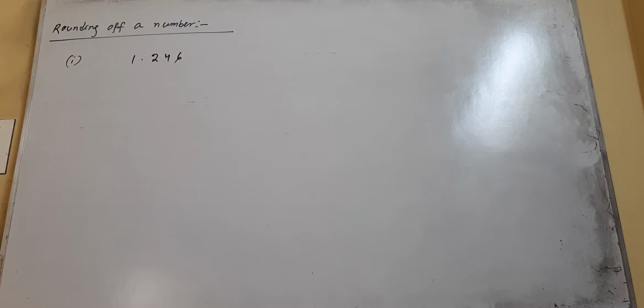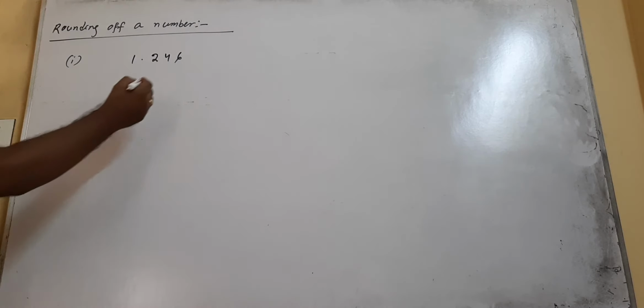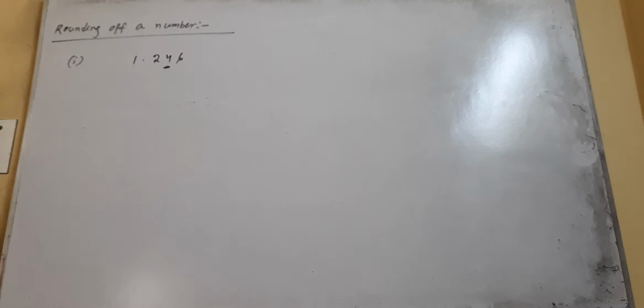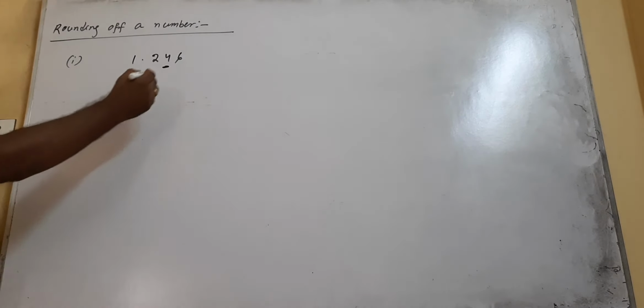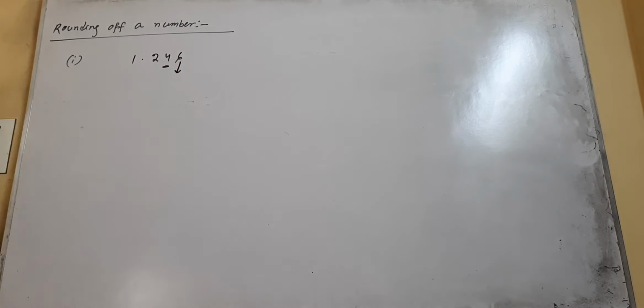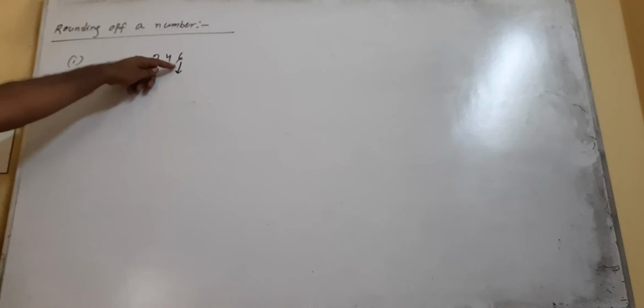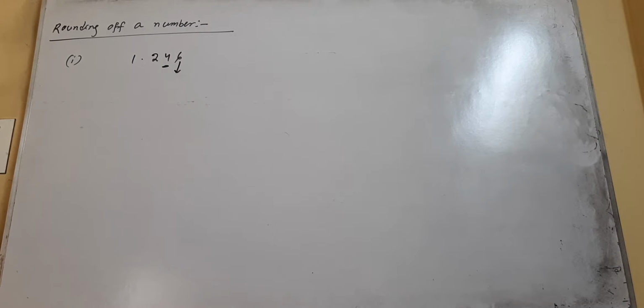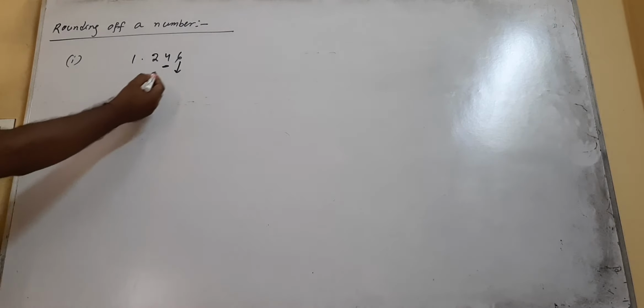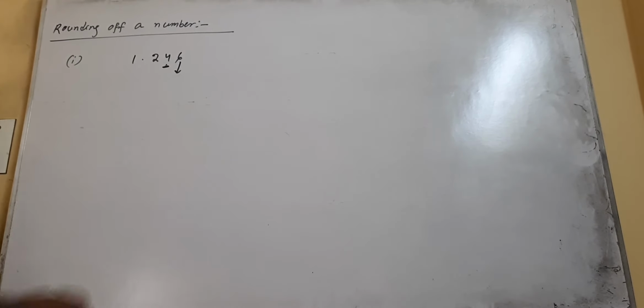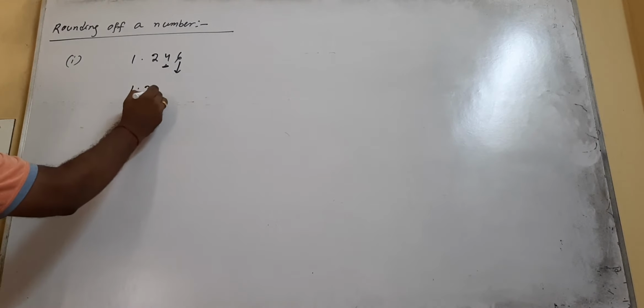If the question is asked, round it up to 3 digits, means round it at here. So here the dropping digit is 6. The digit 6 is to be dropped. That is more than 5. So the preceding digit will be increased by 1. So it will be 1.25.